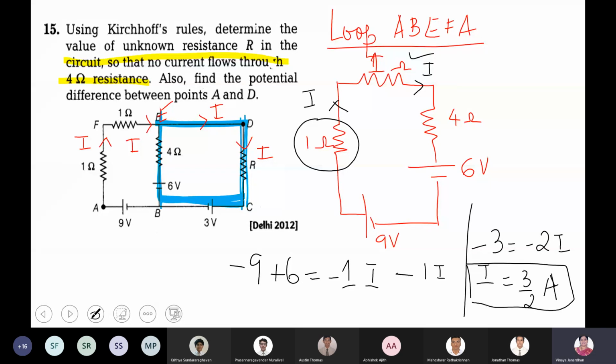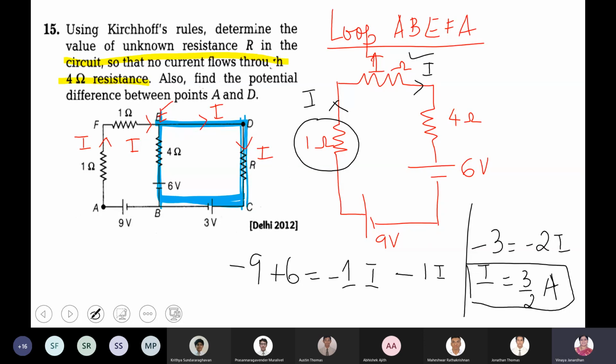Next, the question is to find the value of the unknown resistance R. Now, you have found the current flowing through the circuit. Next, we'll go for the loop BCDEB. Those who have completed the part written on the board, can you do the next one? You have to draw the loop separately. Keep in mind, the current I will flow through the resistance R.